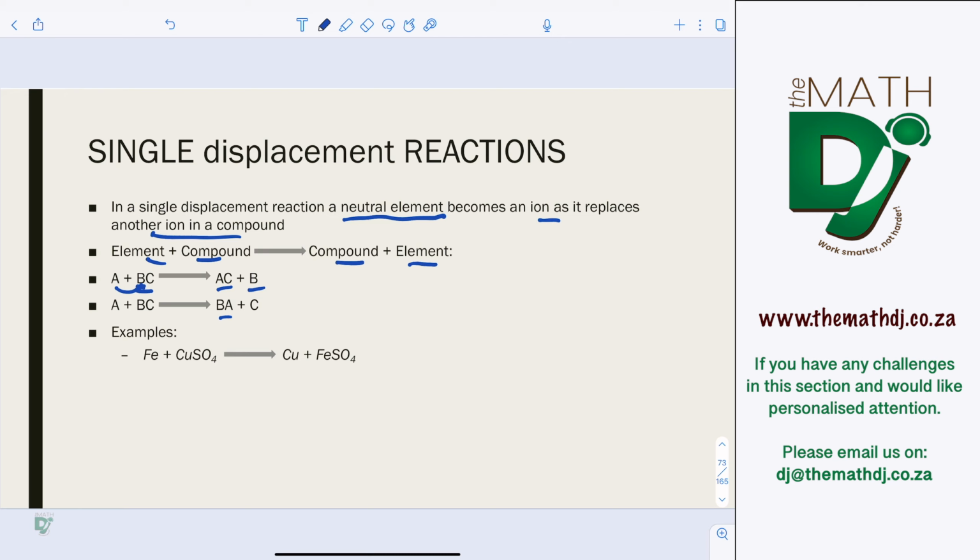For example, if there is iron plus copper sulfate, copper is displaced, so it becomes copper plus iron sulfate. Some of these things have to do with reactivity, because iron is more reactive than copper, so it displaces it. But this is just an example of a single displacement reaction.